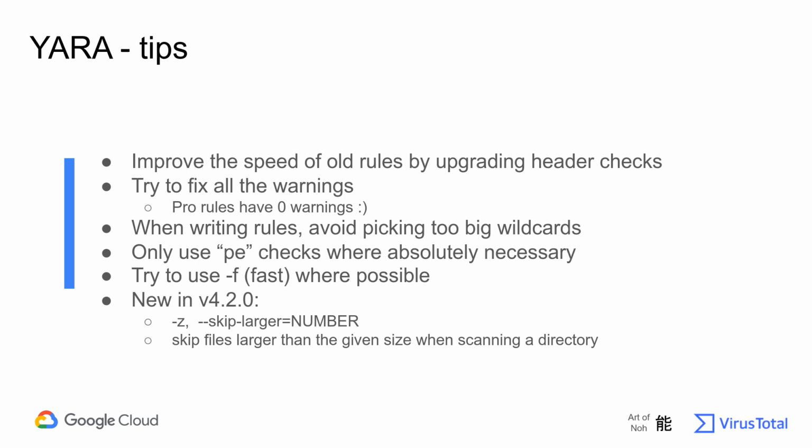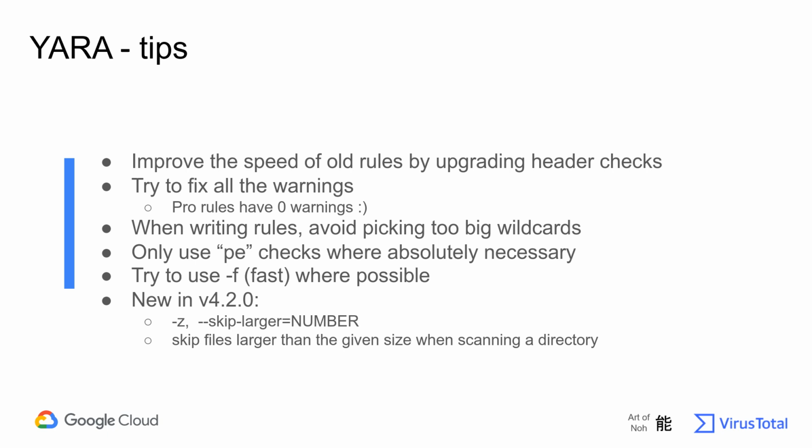And you may want to improve the speed of all the rules by upgrading their header checks and fixing all the warnings. Again, a summary of what we discussed so far: avoid picking too big wildcards, and use the P checks only when absolutely necessary. Try to use -f where possible, which means avoid counting the occurrences of a string in a file. That actually makes a significant difference when scanning large sets.